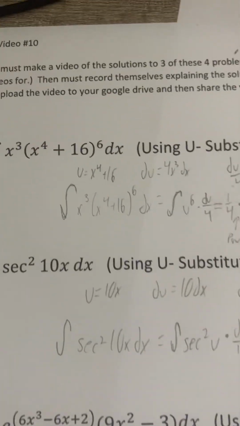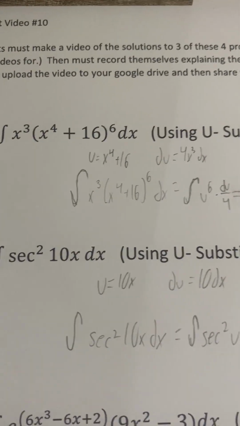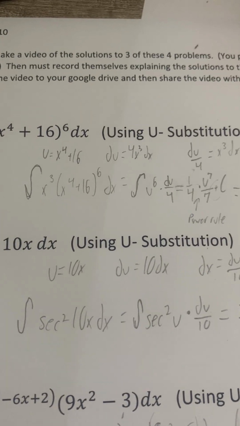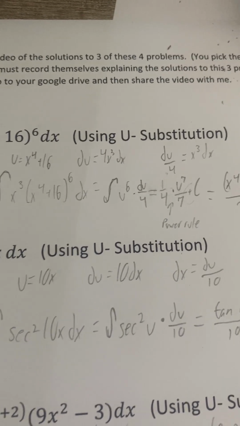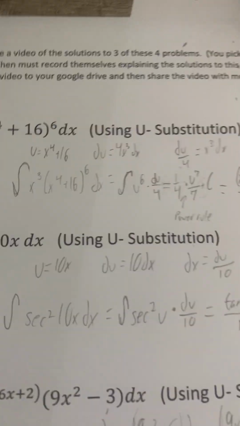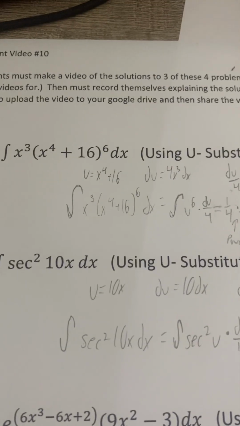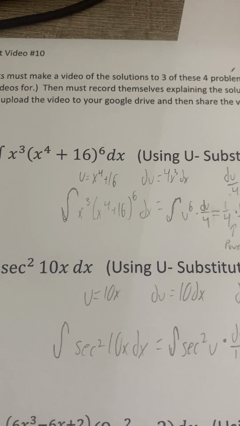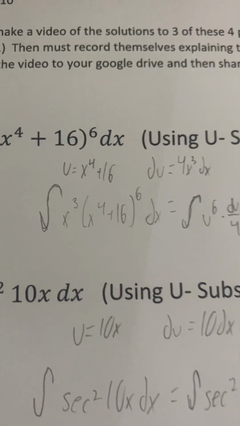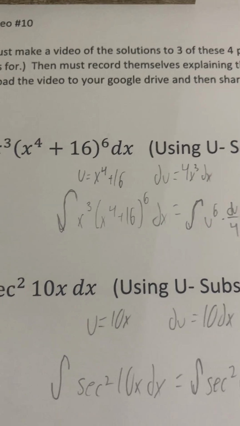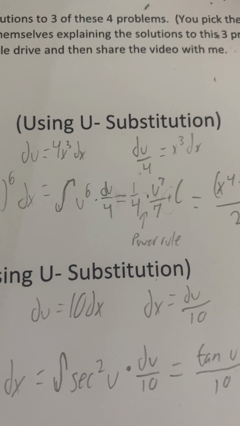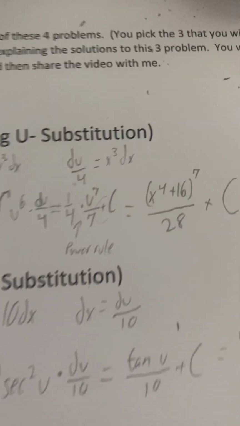So we have our original problem there. Then as we move down the line, we will have x cubed times dx, that is our du over 4 value, as we already established. And then we get u to the power of 6 from this right here. So you get u to the 6 times 1/4 du.